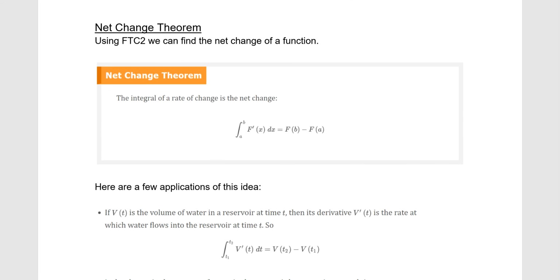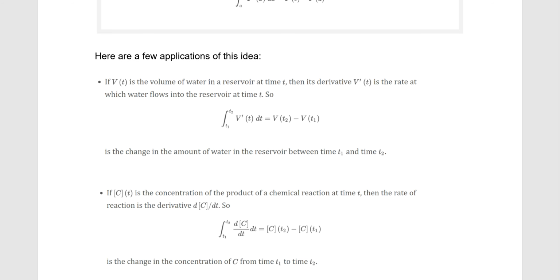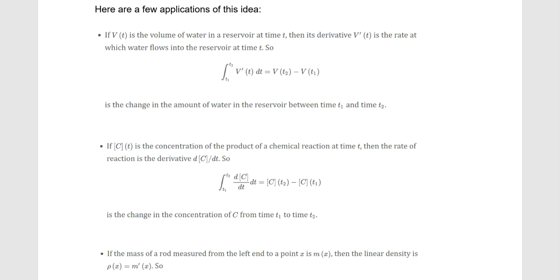Okay, so that brings us to the last thing here for this section, the net change theorem. So this is going to be using the fundamental theorem of calculus 2. If we take the integral of a rate of change, the integral of a derivative is something called the net change. So this is the fundamental theorem of calculus 2. We find the antiderivative, plug in upper bound minus lower bound. So this is useful because there are so many applications.